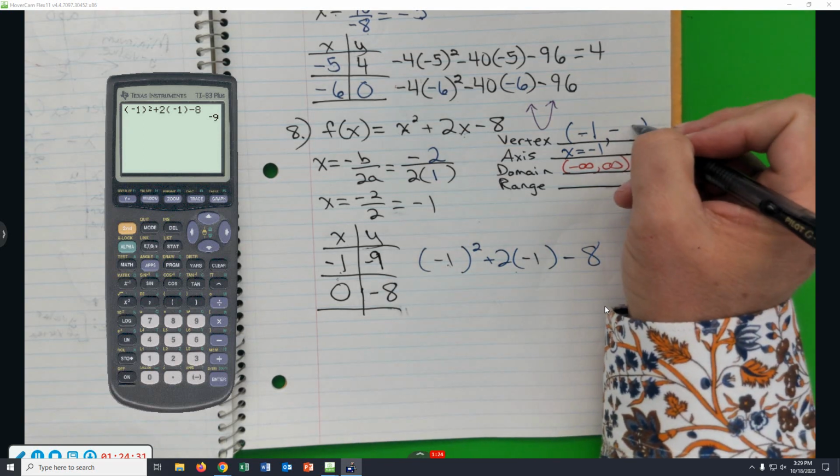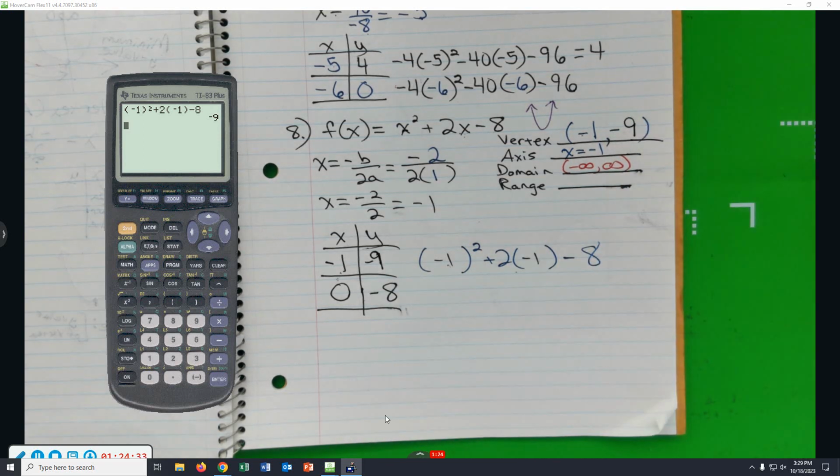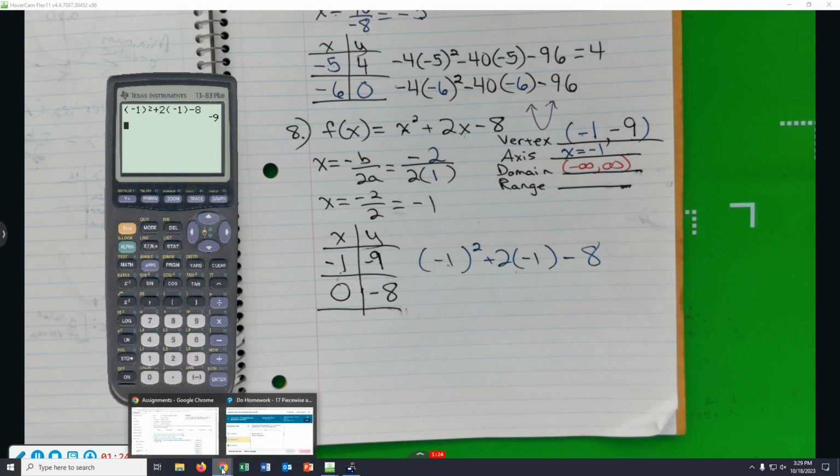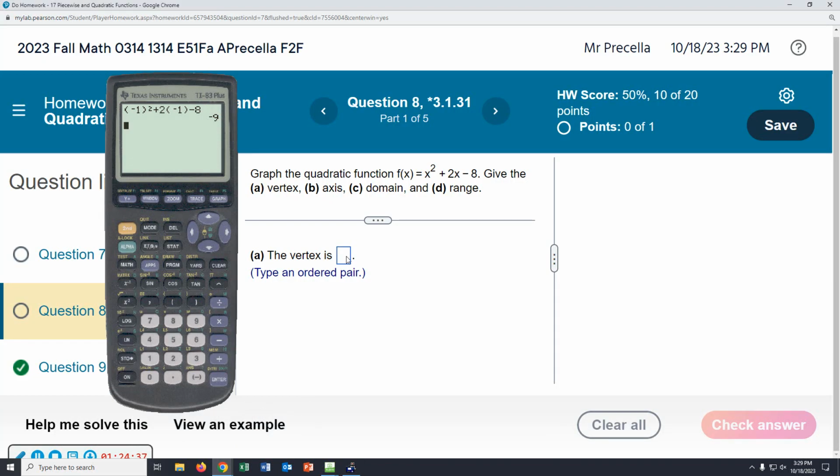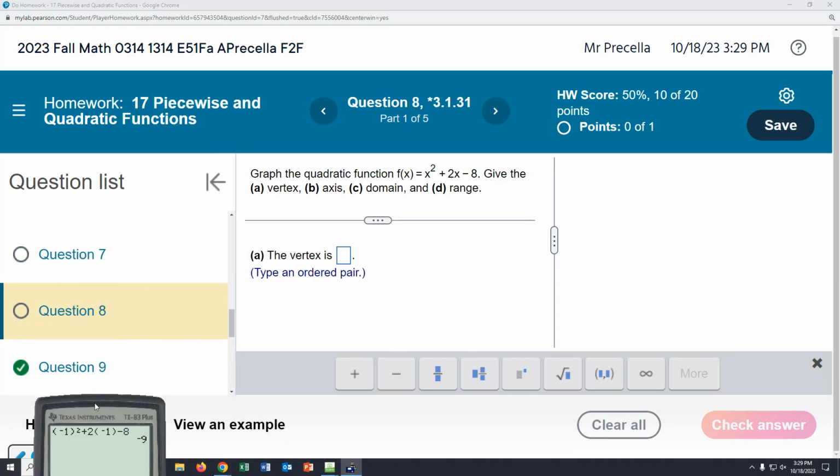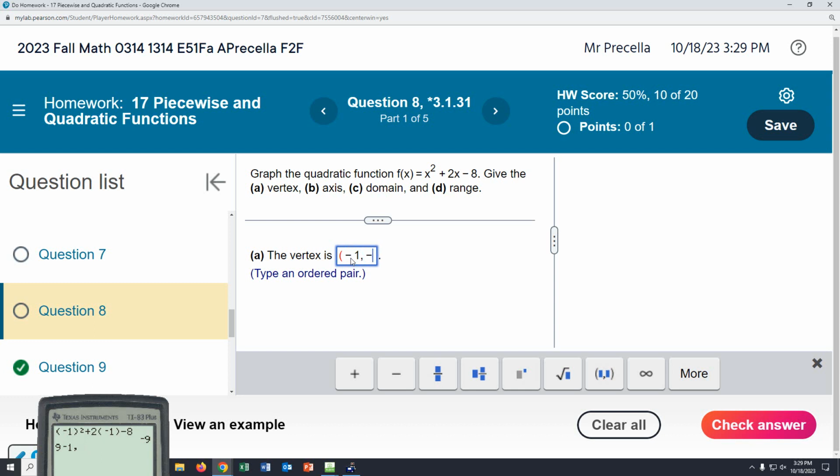So I'm going to start with typing in the answers. First, the vertex. Gotta do it in those parentheses. Negative 1, negative 9. It's not writing. You're typing on my calculator. Negative 1, negative 9, close parentheses.